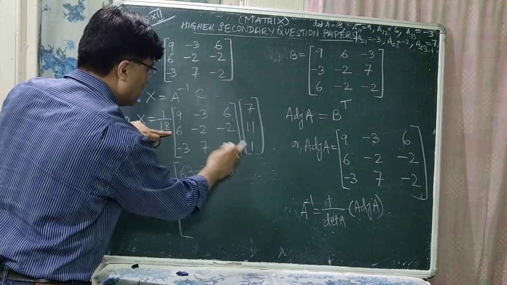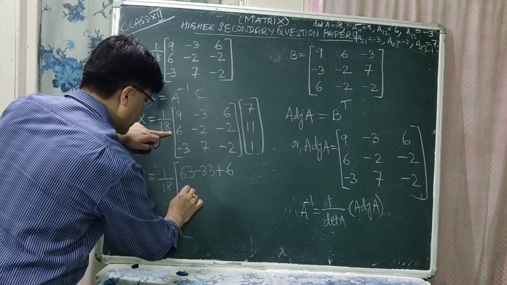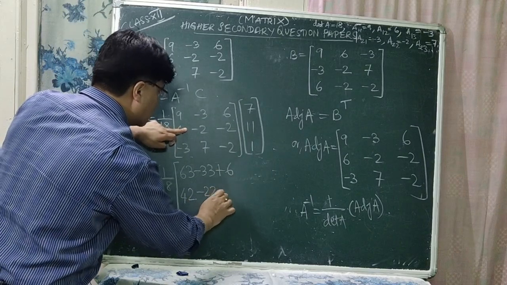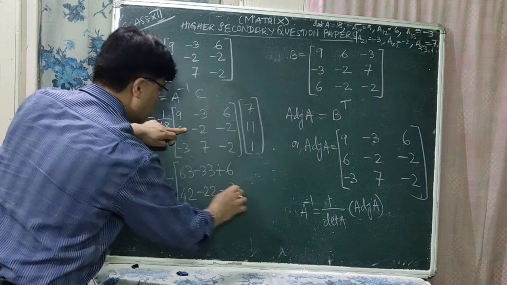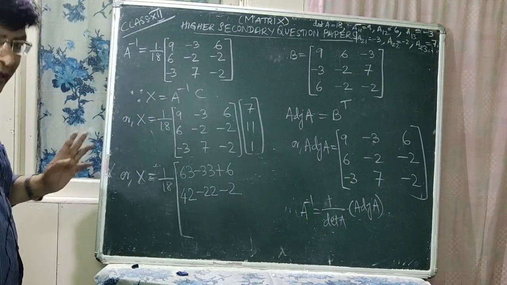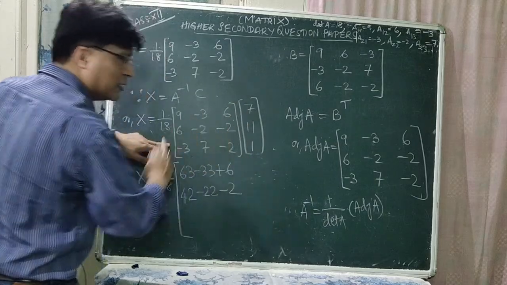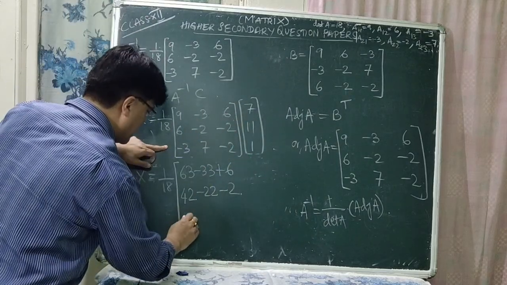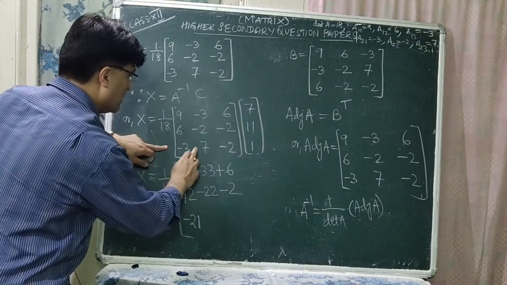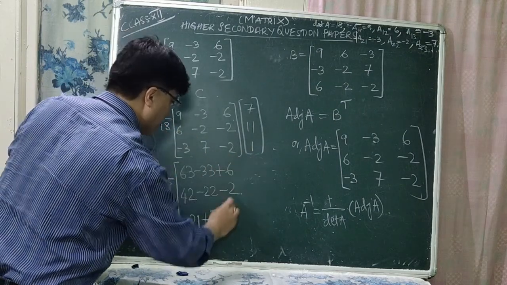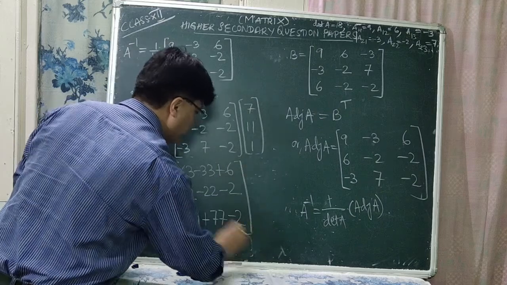Now again, second row by first column. Corresponding elements should be multiplied. 6 sevens are 42, minus 2 into 11, minus 22. This is your minus 2. Is that clear to all of you? Next, third row should be multiplied by this first column. Minus 3 into 7, minus 21, plus 11 sevens are 77, minus 2 into 1 is minus 2.